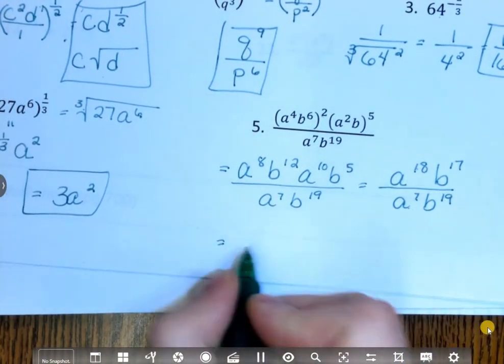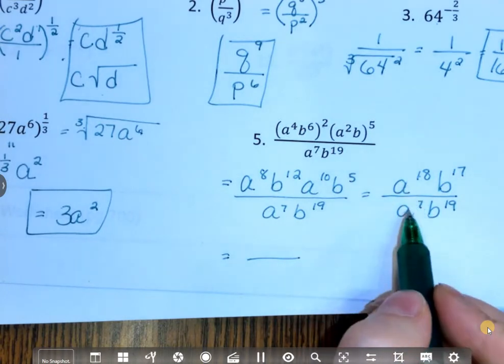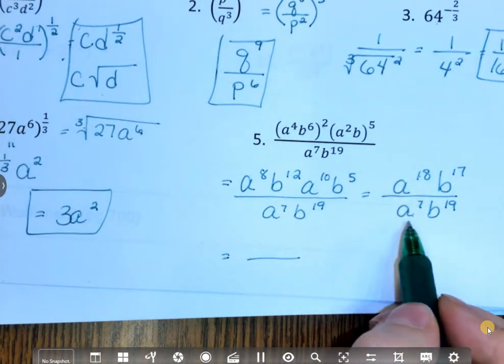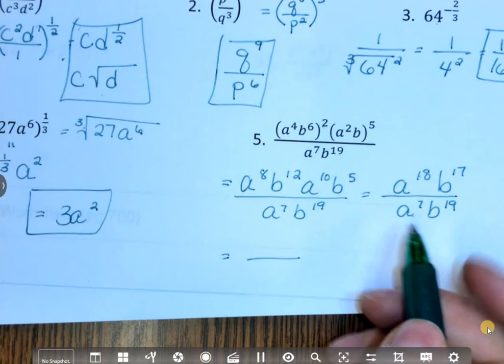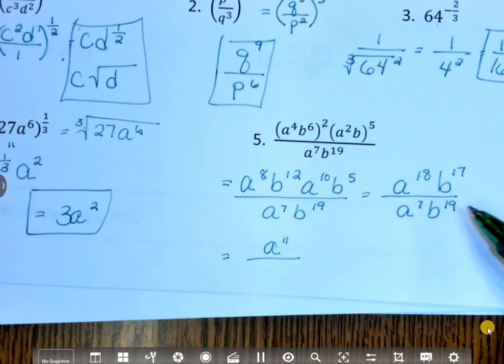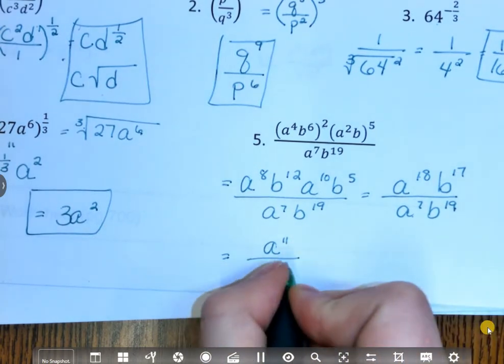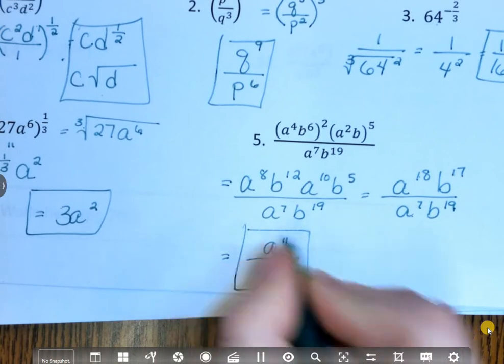A to the 18 over a to the 7 is a to the 11th, on top or bottom? B to the 17 over b to the 19 is b squared on the bottom. Beautiful, folks.